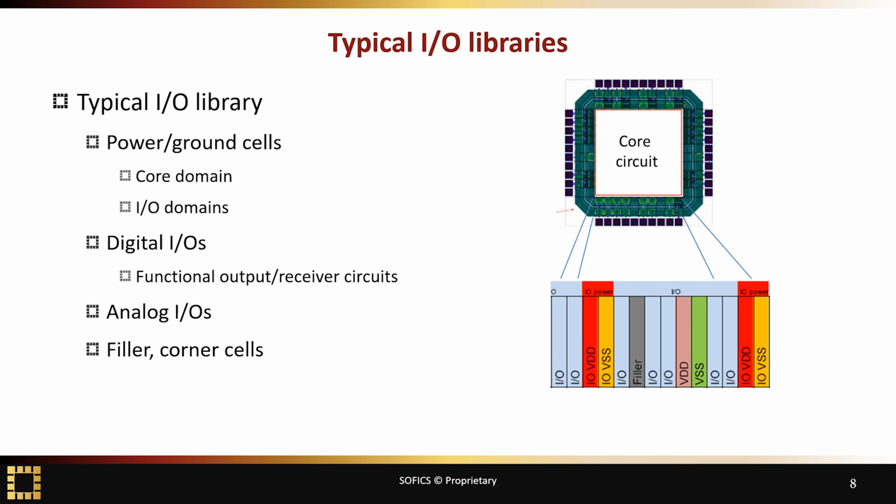It's your turn now. Thank you, Charlotte and Hakim, for the introduction. So when you design a chip, most of the time you get I/O libraries from the foundry, and such I/O libraries contain power and ground cells for core and I/O domains, digital I/Os, and also analog I/Os, and maybe filler and corner cells. For many applications, using those libraries is good enough. However, if you are designing, for instance, IoT, consumer or wearable applications, most foundry libraries introduce some limitations.